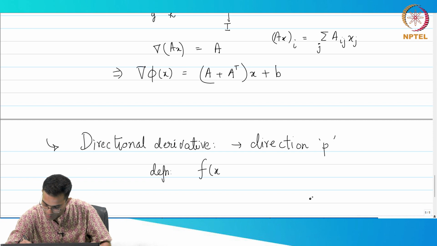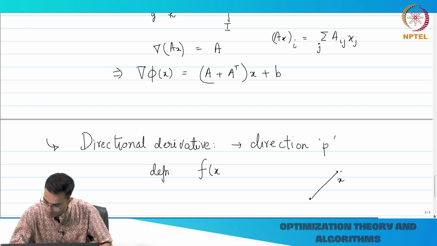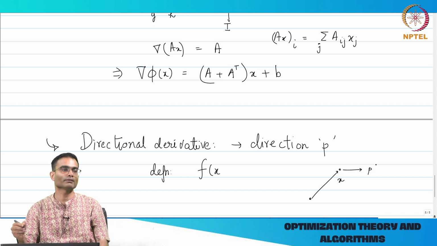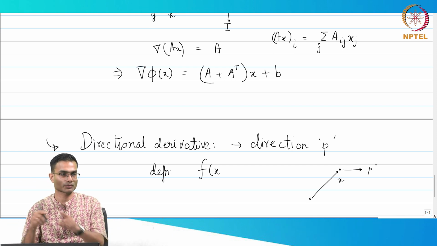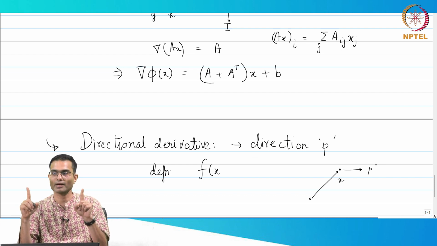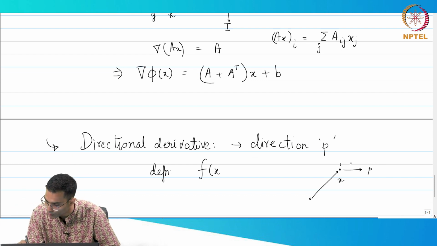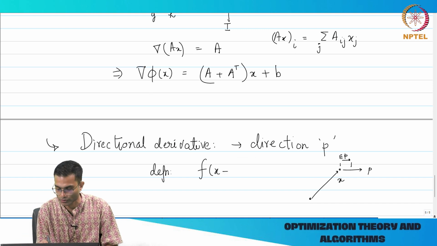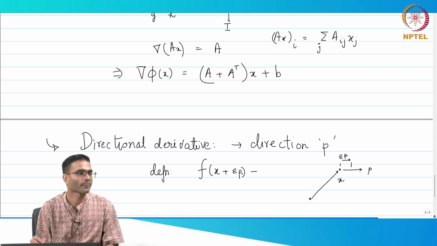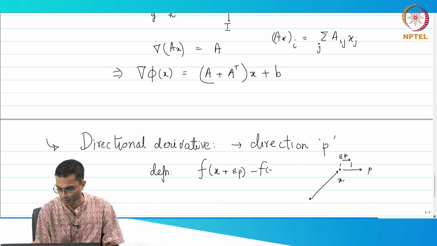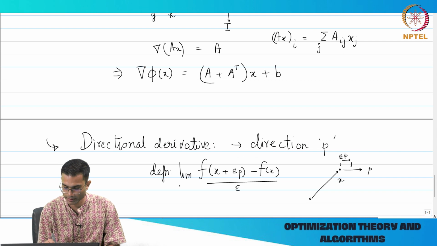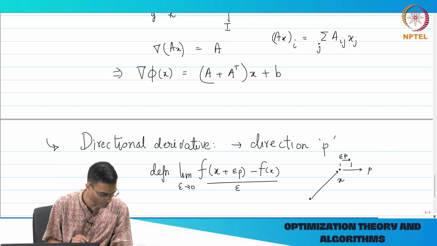So this is the picture. Supposing this is the origin, this is x over here, this is the direction P. P typically will be specified by a unit vector, so it will have unit length, but I don't want that here. I want a small distance over here. So I'm going to define this as epsilon times P, a small vector over here. So this is going to be f of x plus epsilon P minus f of x, divided by epsilon, obviously with the limit as epsilon tends to 0.